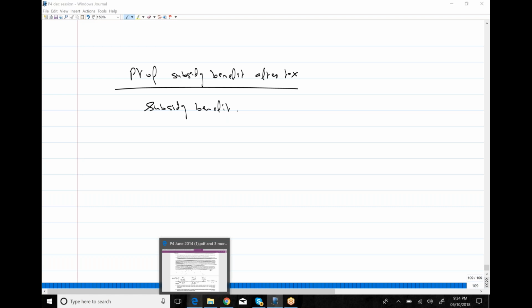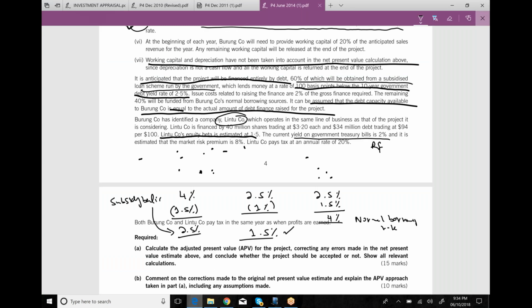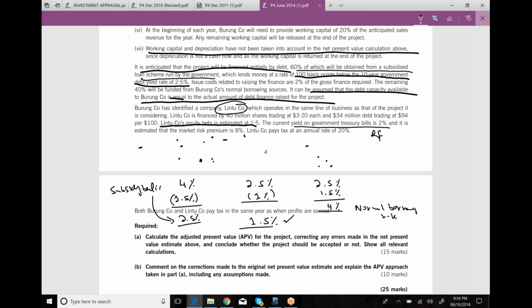Your normal borrowing rate is 4%. And government have given you the loan at 1.5%. Right? The difference between these two, that is your subsidy benefit, right? 2.5%. That is a benefit for you. Now, will this benefit apply on the whole loan?